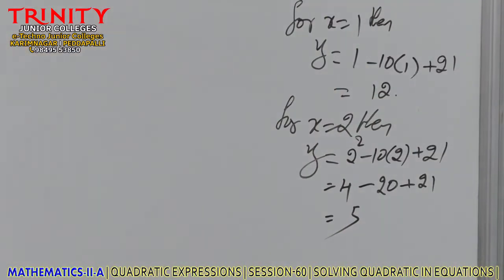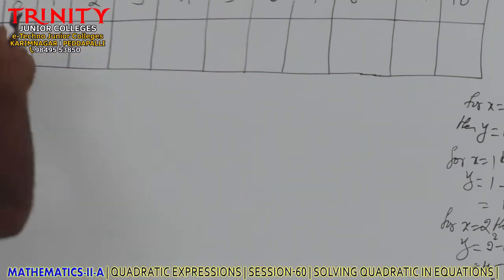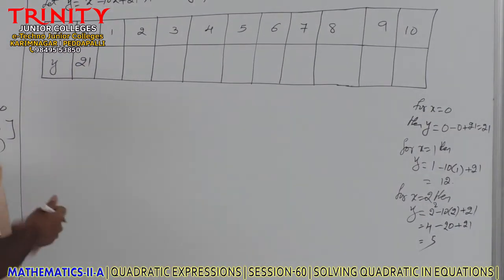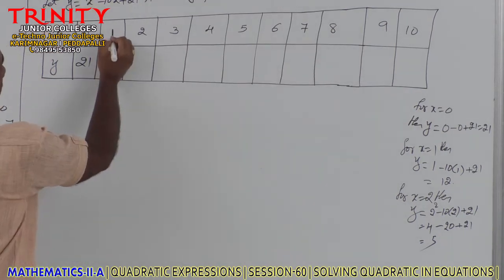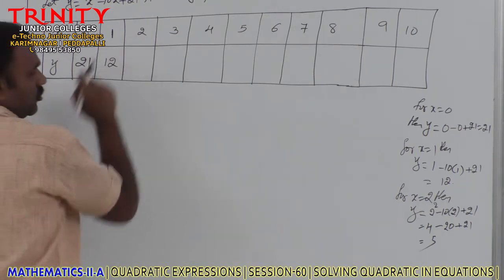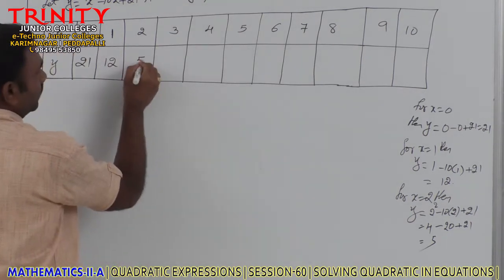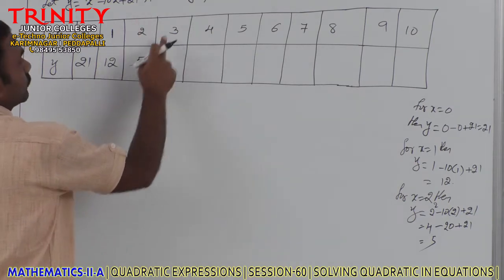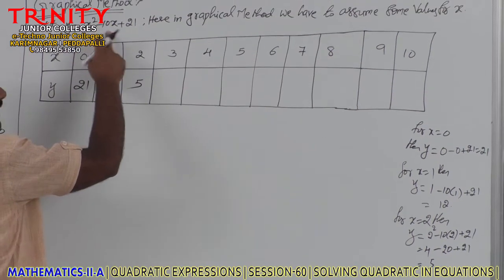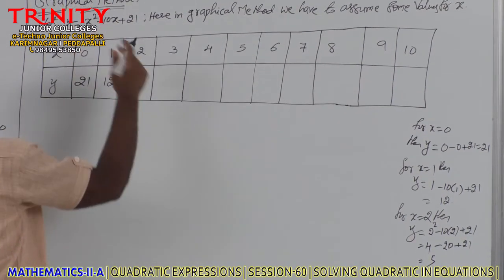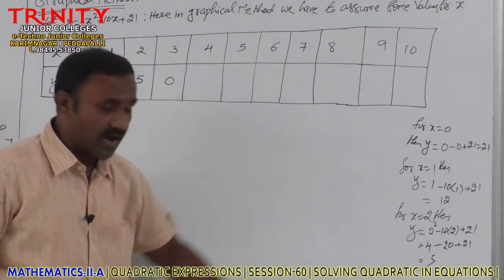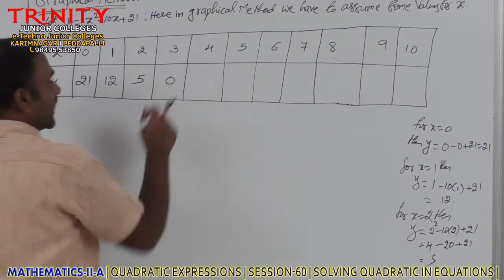Now we will calculate all those values. For x is equal to 0, we got y is 21. For x is equal to 1, y is 12. For x is equal to 2, y is 5. For x is equal to 3, 3 squared is 9, minus 30 plus 21: 21 plus 9 is 30, 30 minus 30 is 0. I am not calculating individually; I just showed you 3 values of how to calculate. Now we are calculating directly.